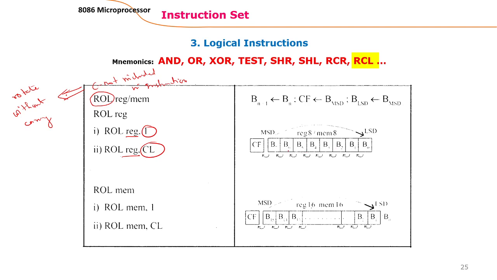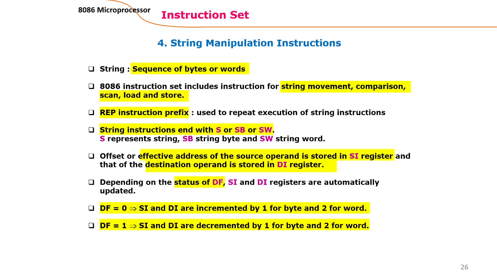Here we are rotating to the left side, but the MSD bit data will come to the carry flag, and this MSD data will again be rotated back to the LSD side. So this is how the rotation is going to take place. In the loop, only the data available in the register and memory will be rotated, the carry flag data will not be moving anywhere, but it will be affected by the MSD bit that has been included. Similar is with the next one.